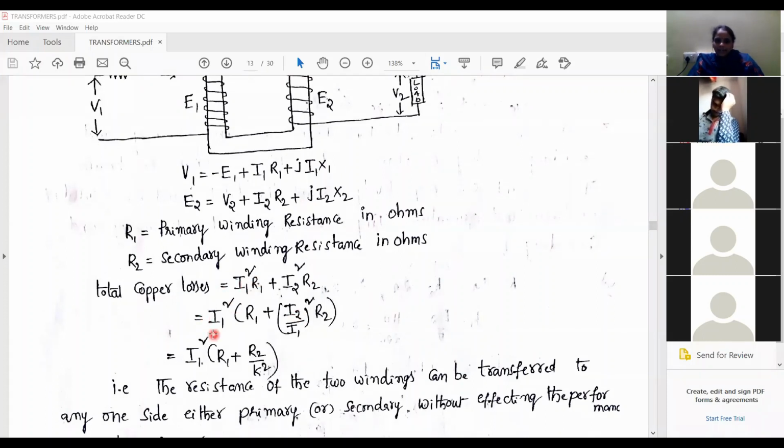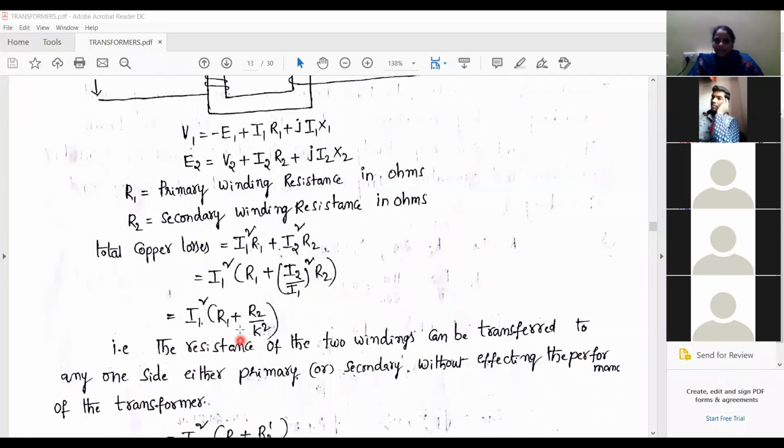Now I am taking the term I1 square common outside. So what will happen? R1 plus I2 by I1 into R2. So the same term I am rearranging. What is I2 by I1? We have studied the voltage transformation ratio, that is V2 by V1 is equal to E2 by E1 is equal to N2 by N1 is equal to I1 by I2 is equal to K. So now here I2 by I1, can I write this as K square? Yes. So the total copper loss is I1 square into R1 plus R2 by K square.